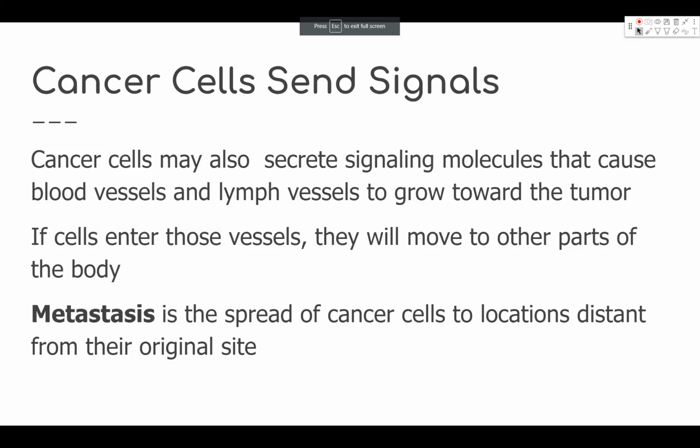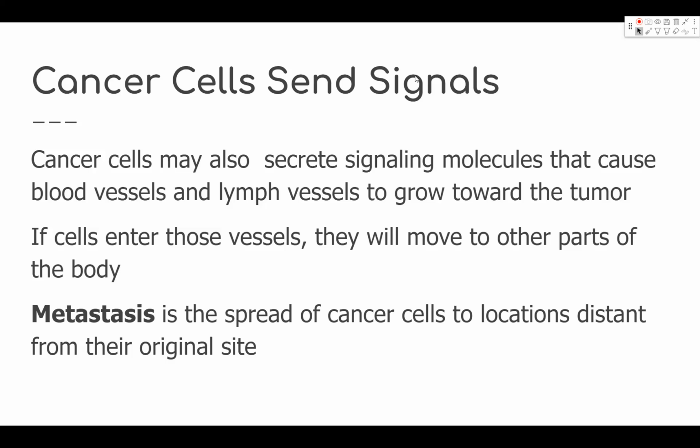So, these cells can send off signals in their neighboring area, and those signals trigger our blood vessels and lymph vessels to grow toward it. Therefore, vascularizing it, giving it all of the resources around it, and giving it access to the circulatory system.